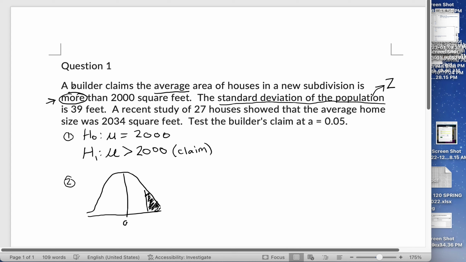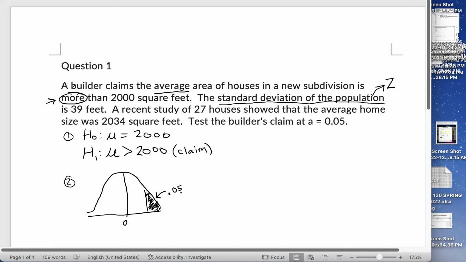Now, I already know that this is a z-score, so I need to work at finding that z-score that separates shaded from unshaded in part 2. All right, so they tell me that the alpha value is 0.05. Remember that when they say that alpha is 0.05, they are giving me the area of the shaded region. Alpha is the area of the shaded region.